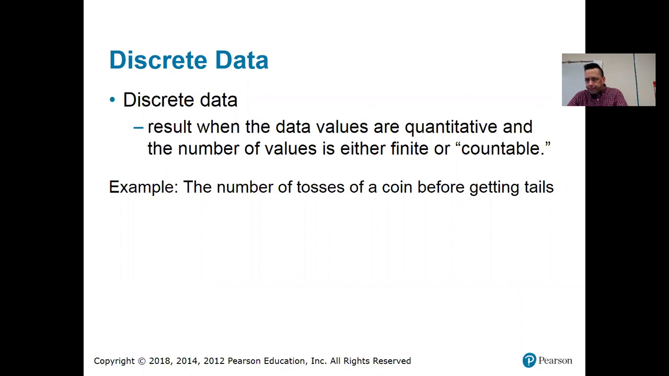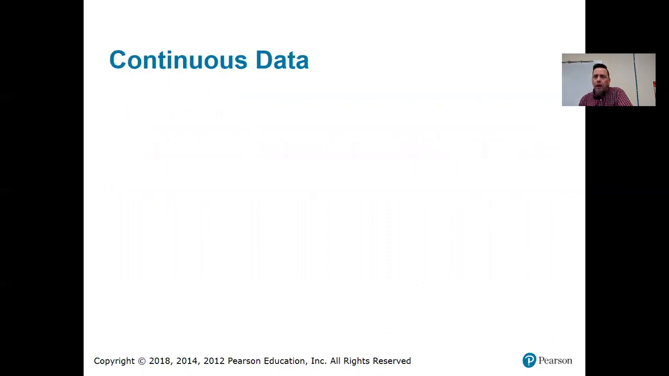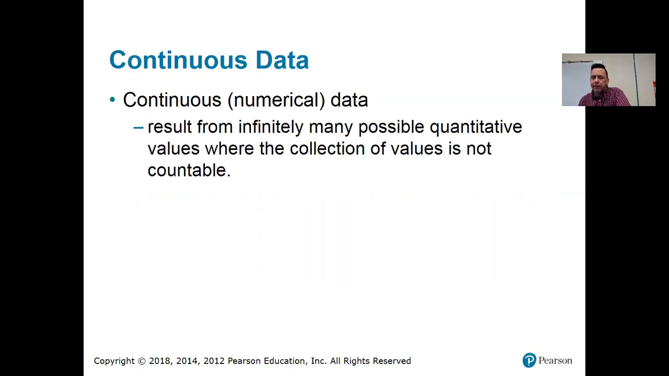99.9% of the time, discrete data is just whole numbers. It doesn't necessarily have to be, but 99.9% of the time, it's just whole numbers. No fractions, no decimals, just whole numbers. Except notice that if you only have a finite number of possible values, that also makes it discrete. How many is discrete. Continuous answers the question, how much? How much? Hopefully you understand the difference.